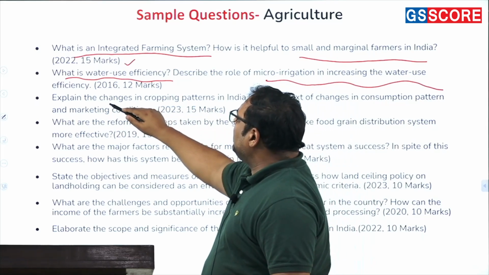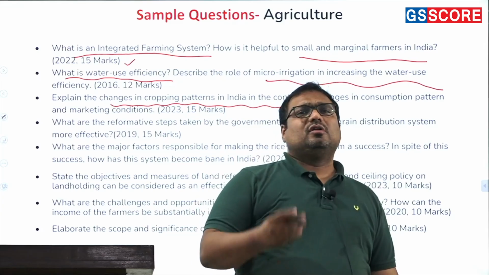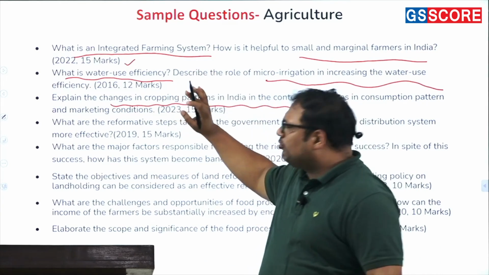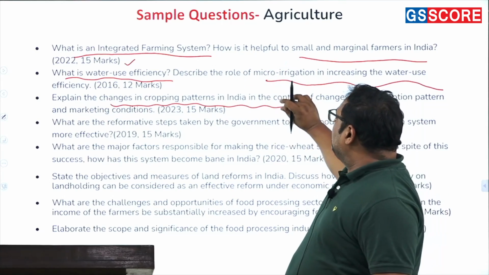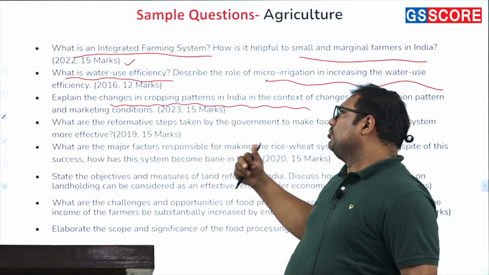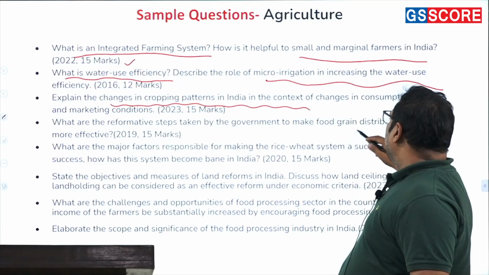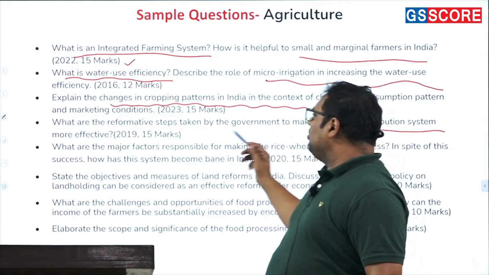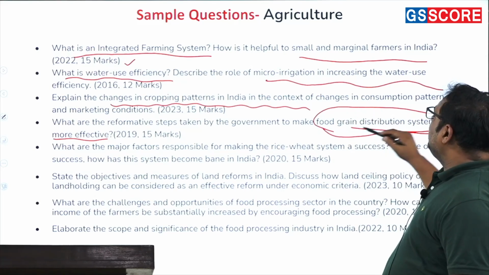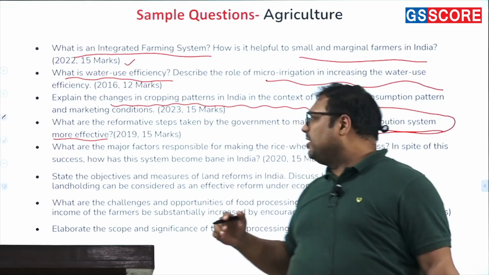Then explain the changes in cropping pattern in India. This is also related to agriculture diversification. So if you look at any of the questions here, you can identify the source of that question in the syllabus that we have explained to you. Okay. Then, what are the reformative steps taken by the government to make food grain distribution more effective? This is about PDS, and particularly One Nation One Ration Card and other reforms in the last 10 years. This also we discussed earlier.